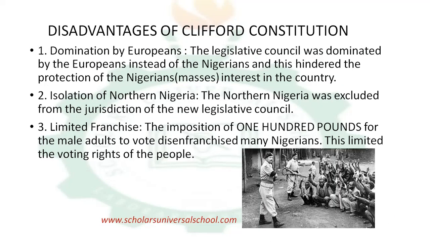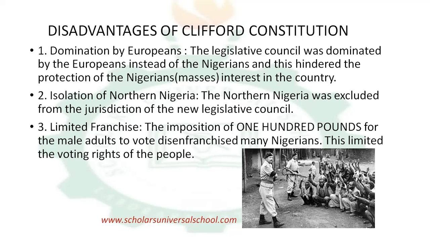Then we look at the disadvantages of the Clifford Constitution. So we have a number of disadvantages, which we also see as demerits. Number one is the domination by Europeans. The Legislative Council was dominated by the Europeans instead of Nigerians, and this hindered the protection of Nigerians' interests in the country.